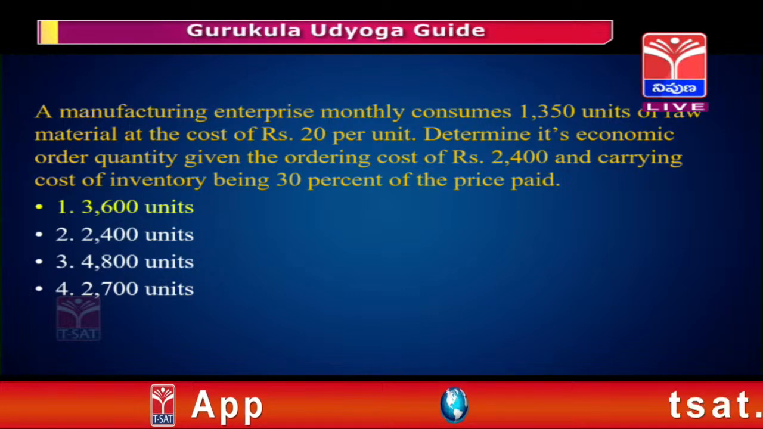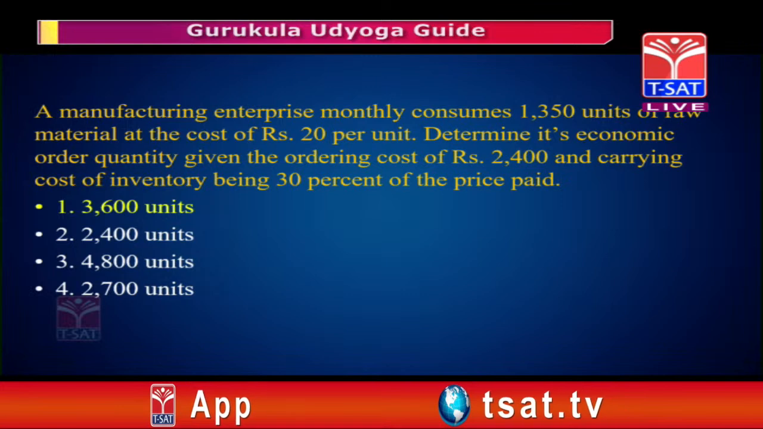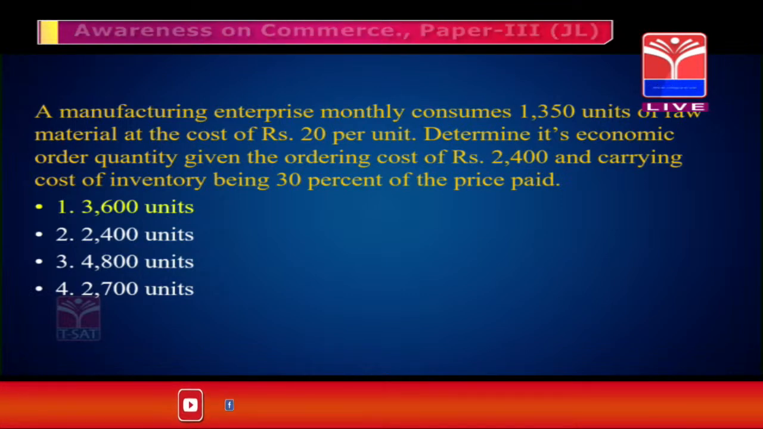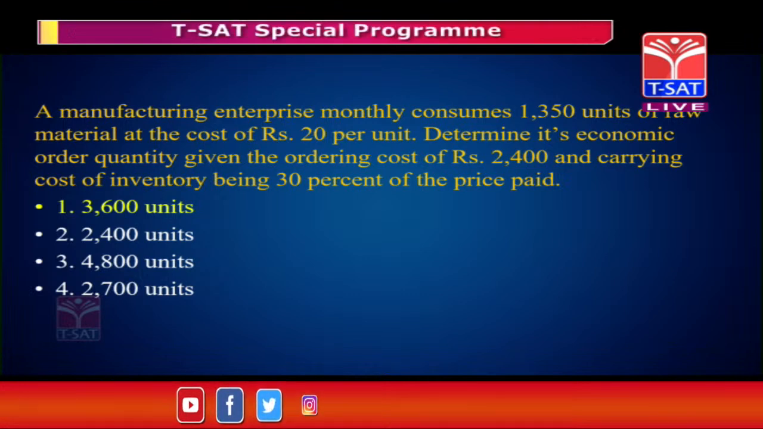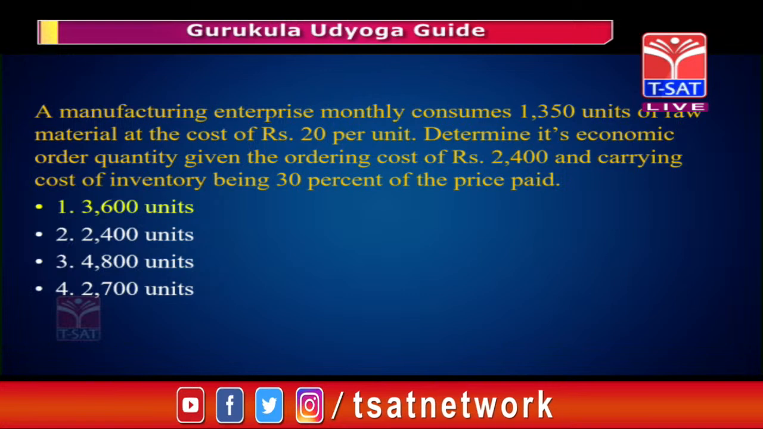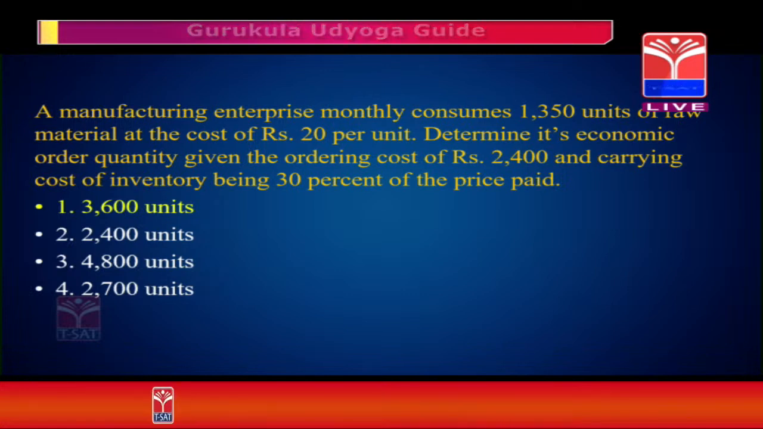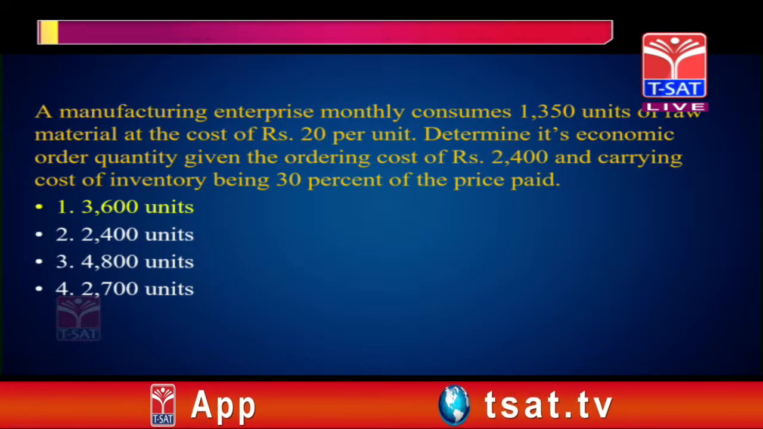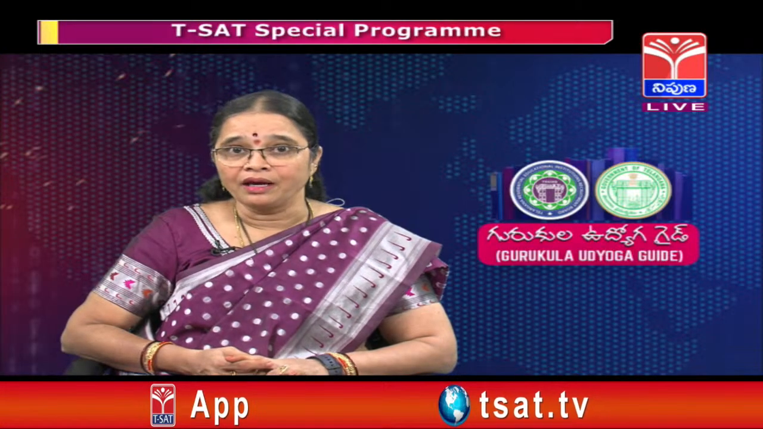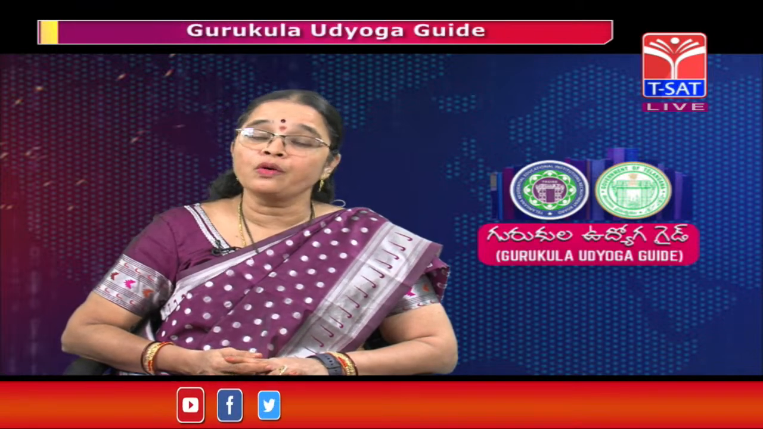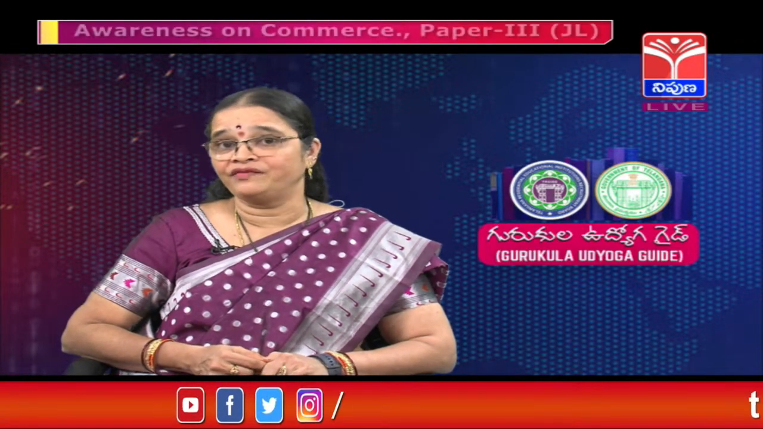Here it is given that a manufacturing enterprise monthly consumes 1350 units of raw material at the cost of 20 per unit. Determine its EOQ, given the ordering cost 2400 and the carrying cost being 30% of the price paid. We all know how EOQ is calculated: under root 2CO by I. What exactly is C? C is annual consumption. What is O? Ordering cost. What is I? Inventory cost.